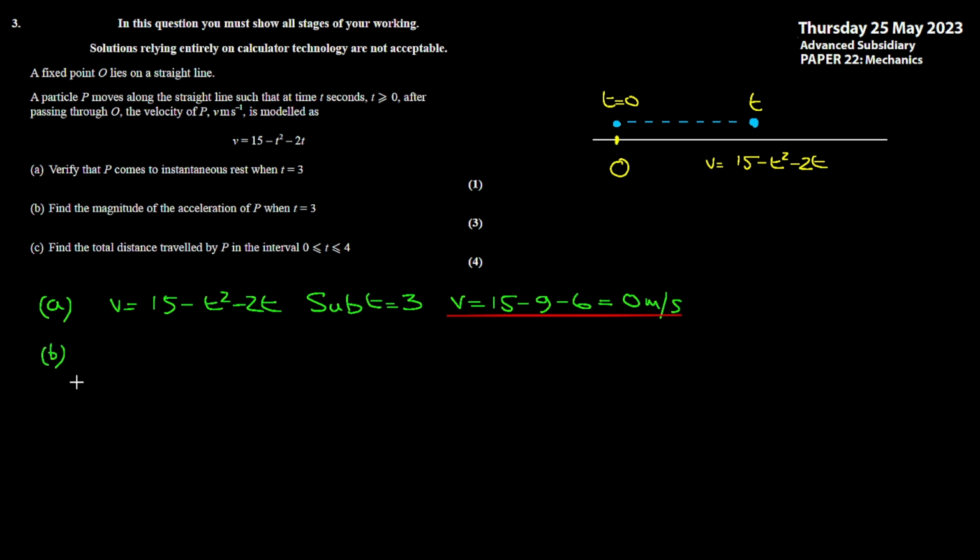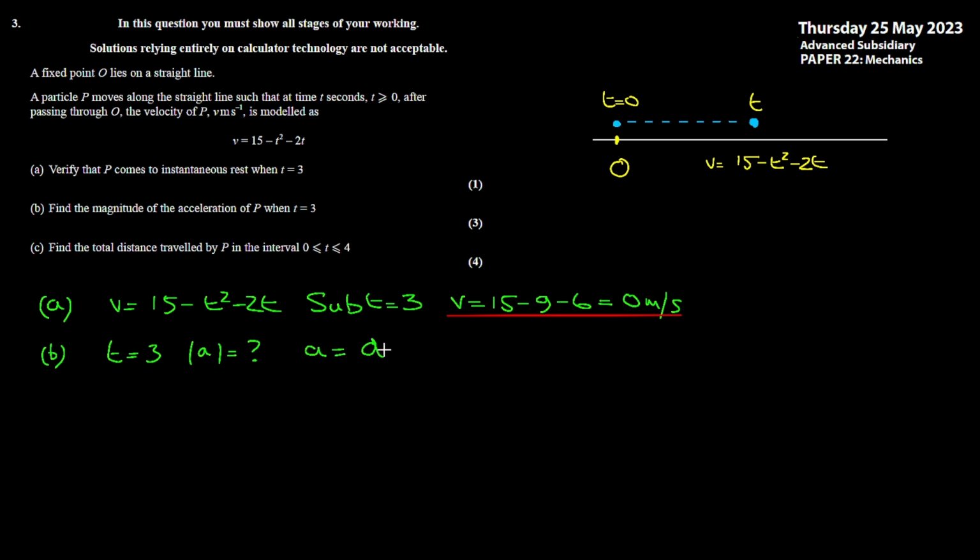Part B. Find the magnitude of the acceleration when t equals 3. Well, as you've probably guessed, this is not a constant acceleration question because the velocity is not constant. It's dependent on time. So to find the acceleration, we have to differentiate.